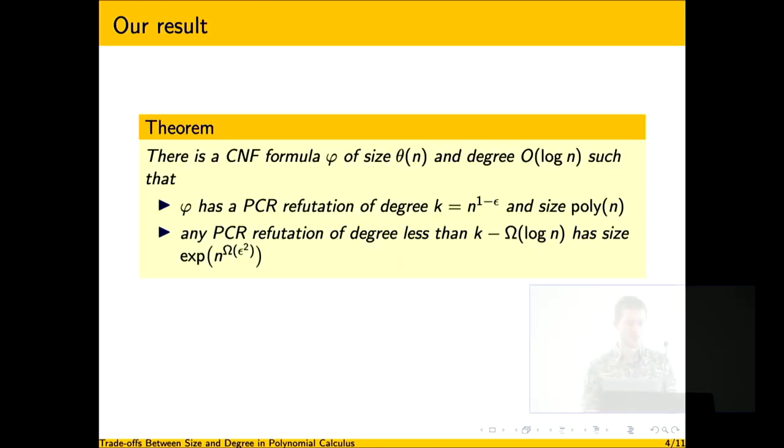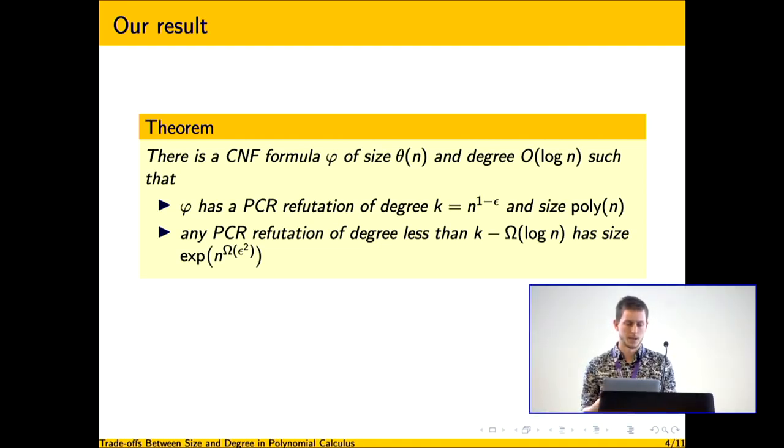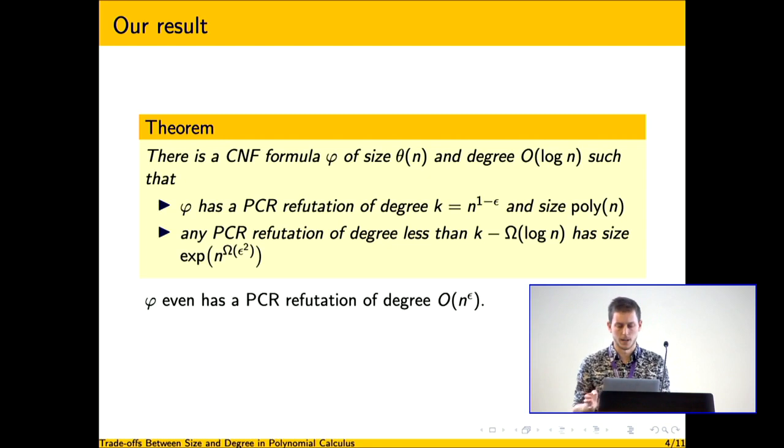So our result is that we consider a formula, phi. It has a refutation that's almost linear in degree, and it's polynomial in size. So polynomial is very small for size. And so by this theorem, it should have an even lower degree refutation. But even if you try to squeeze the degree down a little bit by some additive log n degree, the size will explode to be exponential. And just as a side note, phi doesn't just have square root of n degree refutations, but it has refutations of this very small, n to the epsilon degree.